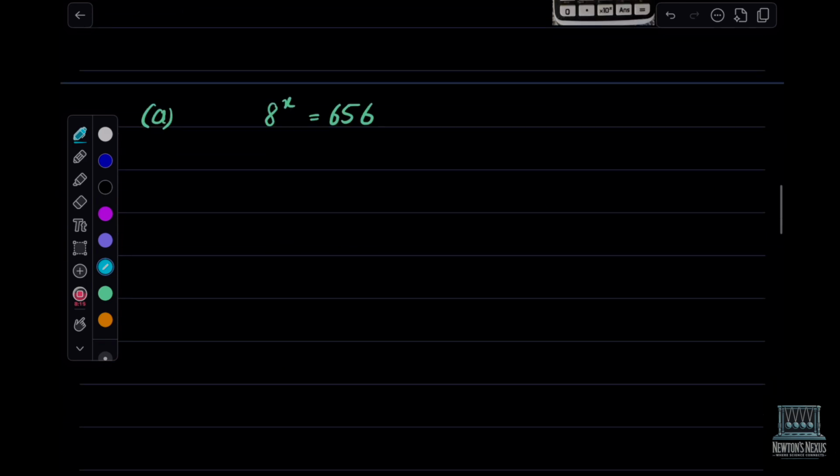So 8^x is equal to 656. So how do we write this, or how do we solve this? We cannot write 656 in the powers of 8. Take my advice, don't even try to make their bases the same, please, just don't. Because if you make the bases the same and then equate the powers, it's going to take forever. So just use logarithms.